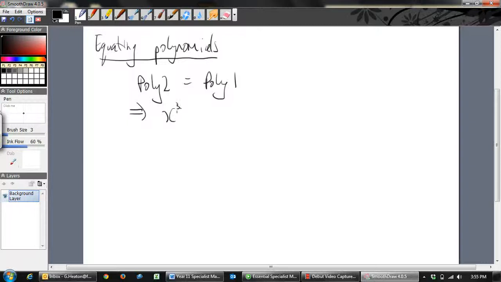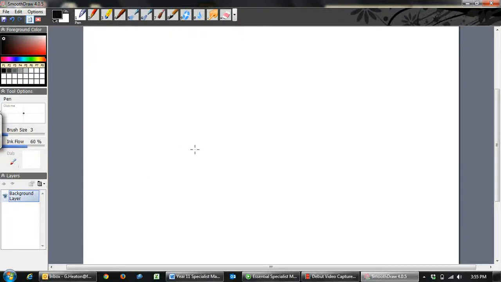Like if you look at x cubed, then the number that's in front of x cubed must be equal to the number that's in front of x cubed on the other one. You just look at every single coefficient of every single power and they must be equal to each other. I'll go straight into some examples to make it super clear. I didn't explain that very well, never mind.